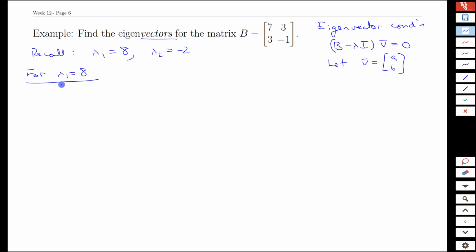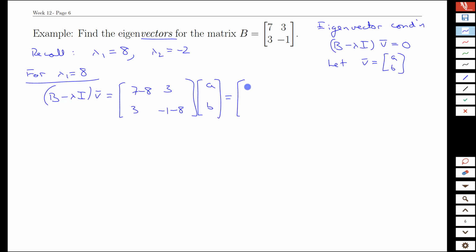All right, let's apply that condition for lambda 1 equals 8. So B minus lambda I times v is going to equal 7, 3, 3, -1. Then we subtract this specific value down the diagonals and multiply it by our vector v, which is what we're looking for. So we put our numbers in there, a, b. I guess they're letters, technically. Then we subtract this all out, and we're going to get -1, 3, 3, -9 times a and b.